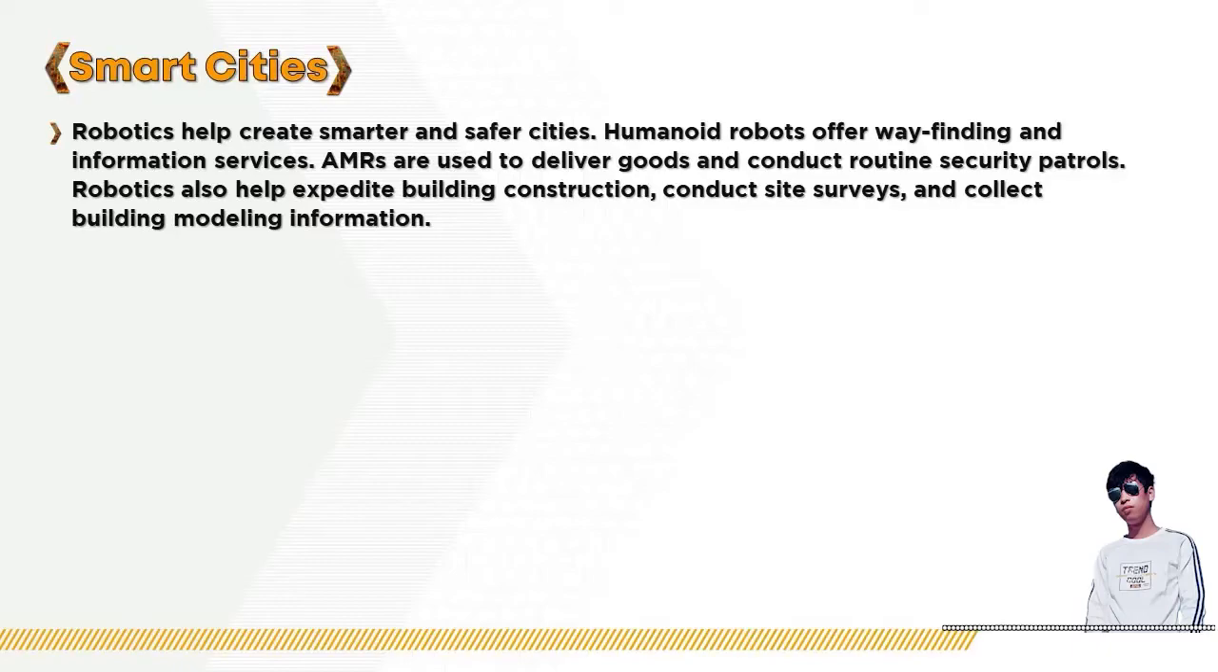Last is for smart cities. Robotics help create smarter and safer cities. Humanoid robots offer wayfinding and information services. AMRs are used to deliver goods and conduct routine security patrols. Robotics also help expedite building construction, conduct site surveys, and collect building modeling information.